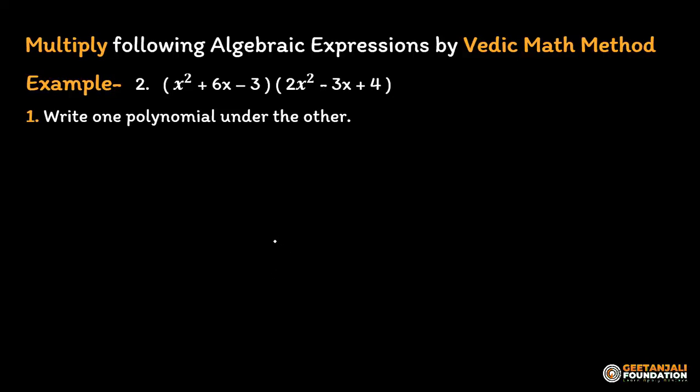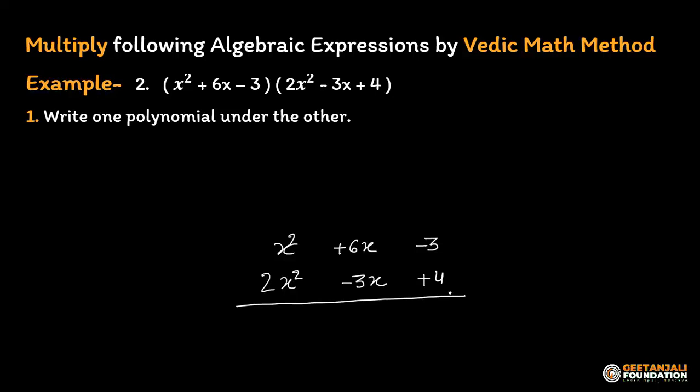So first is x squared. Now the second term is plus 6x. Whichever term we write, we write along with its sign. And the third term is minus 3. Now let's write the other polynomial below this. It is 2x squared. And the second term is minus 3x. And the last term is plus 4. We have to multiply these two trinomials.